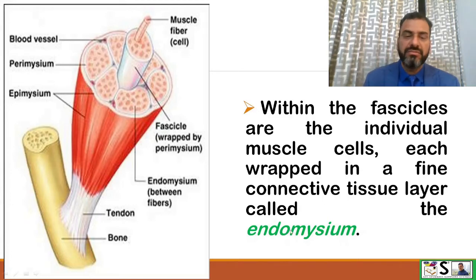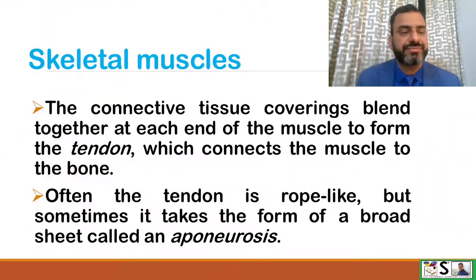You can understand this by this picture: this is a muscle fiber, and around this fiber there is endomysium, and these are collected in bundles which are enveloped by perimysium, and then some bundles form the whole muscle, and this muscle is covered by epimysium. So this is the basic structure of a skeletal muscle.